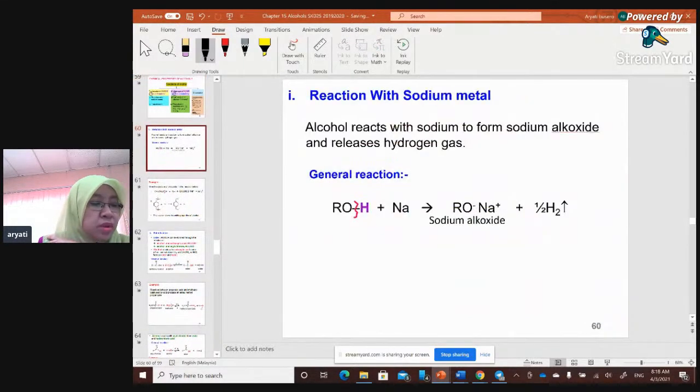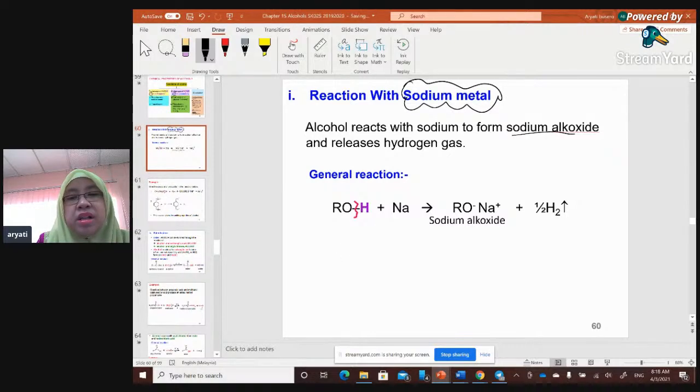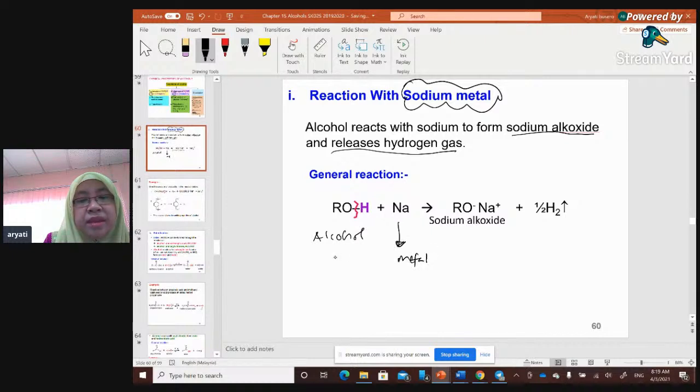So first, we will discuss the first reaction of alcohol. When your alcohol is reacted with sodium metal, alcohol reacts with sodium to form sodium alkoxide and releases hydrogen gas. In this case, ROH is an alcohol. Sodium is a metal base, so alcohol will act as acid.